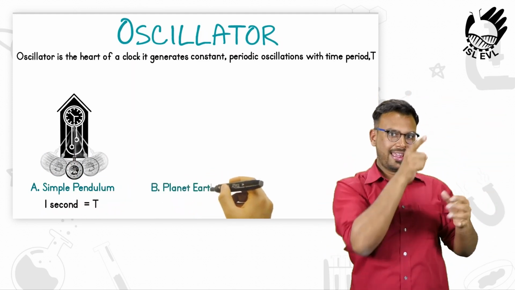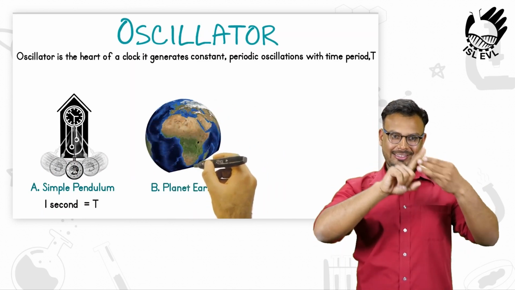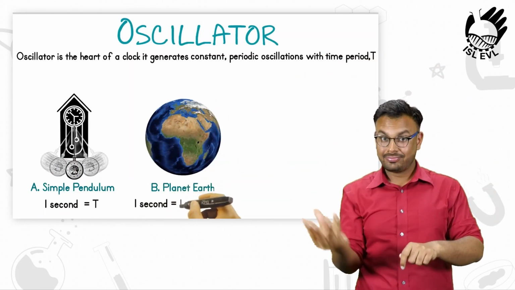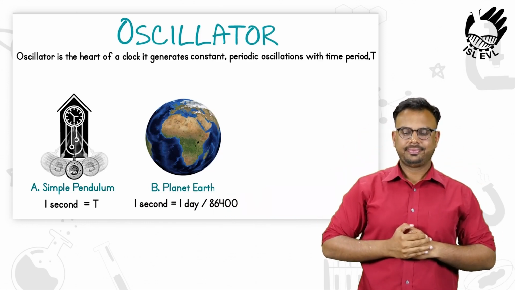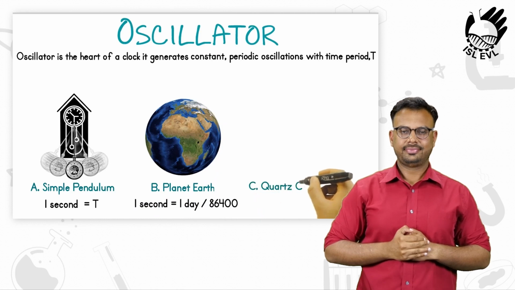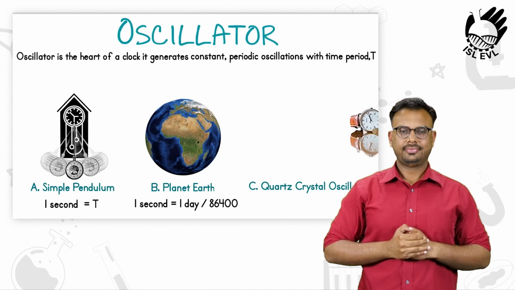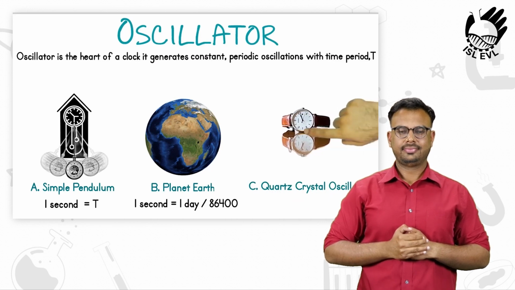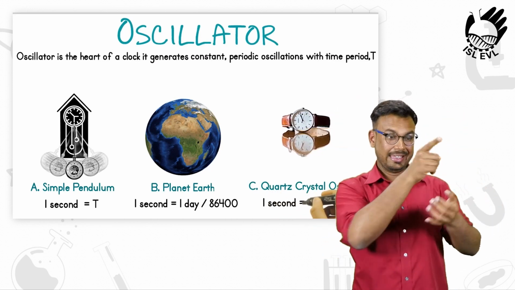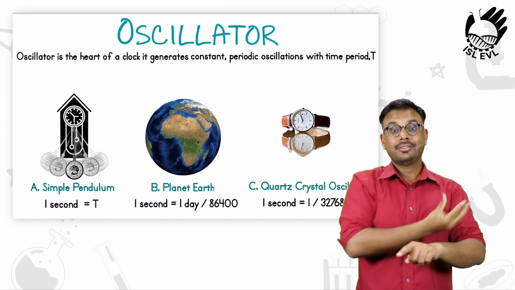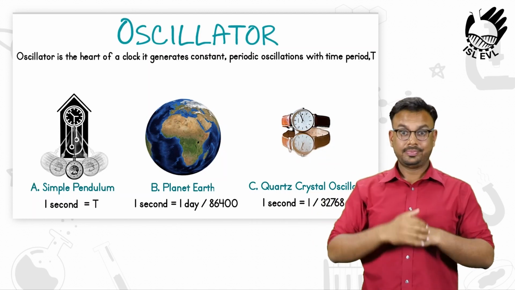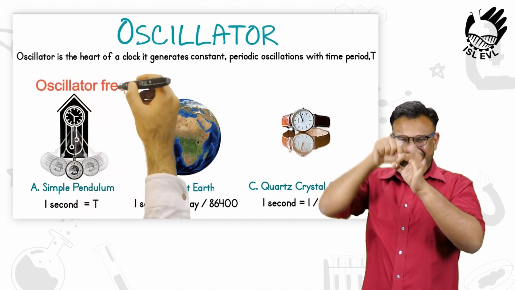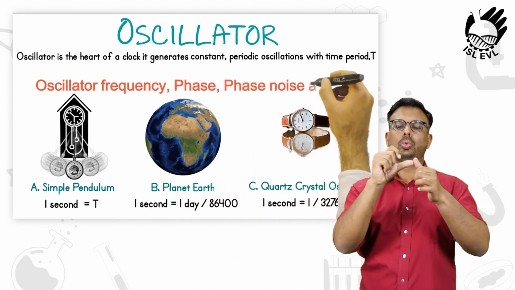The planet Earth, where 1 second is defined as a fraction of a day, i.e., 1 second equals 1 day by 86,400, considering the length of the day to be constant. Quartz crystal oscillators, which are commonly used in wristwatches and wall clocks, are electronic oscillators where 1 second equals 1 by 32,768 Hz globally. The four basic parameters of the oscillator which directly affect the performance of the clock are oscillator frequency, phase difference, phase noise and drift.